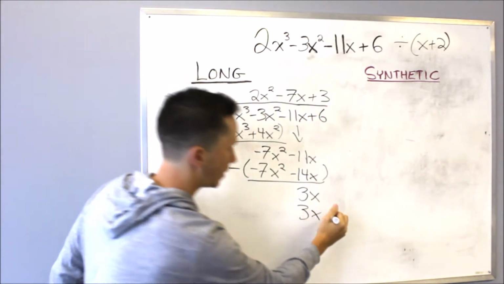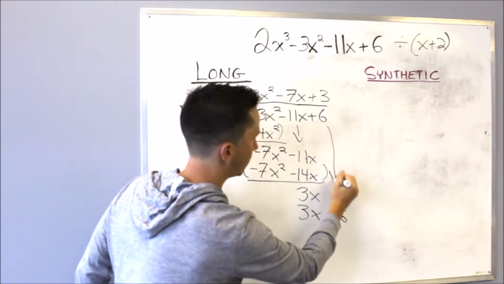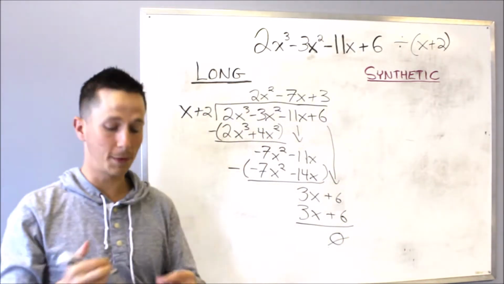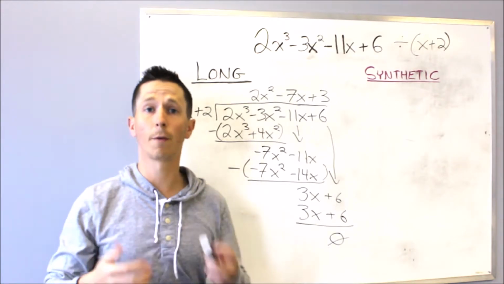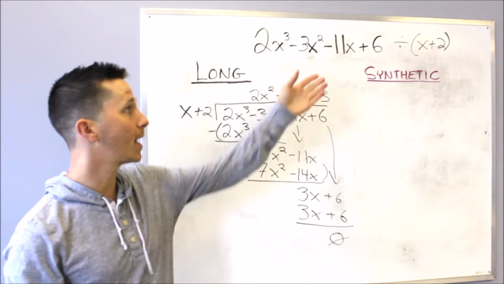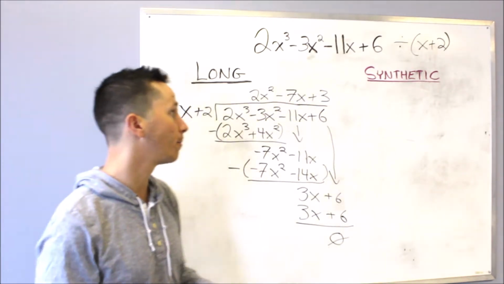3 times 2 is 6, plus 6. Bring this guy down, and this should go to 0, which means there's a remainder of 0 when we divide by x plus 2. And we knew that was going to be the case because we already tested the factor theorem beforehand.